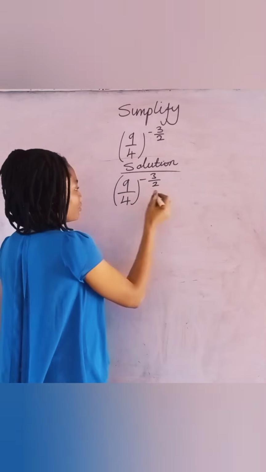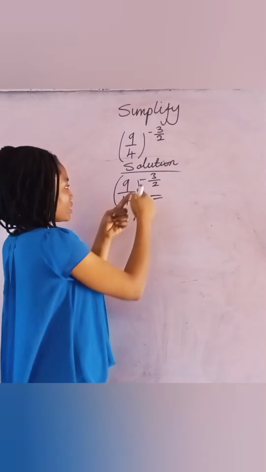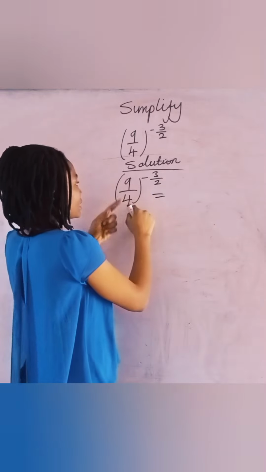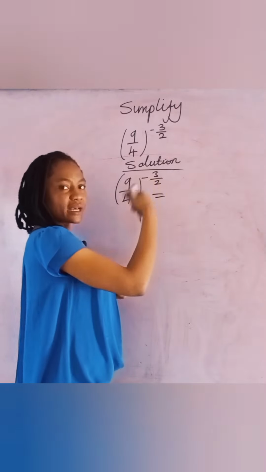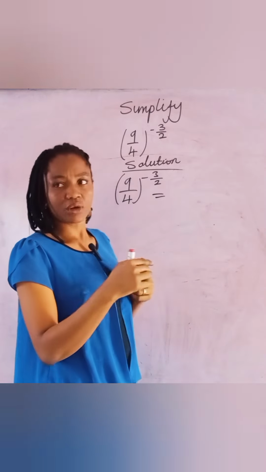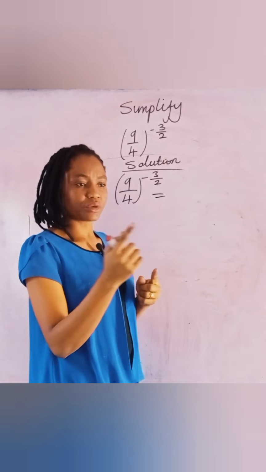First, I want to remove this negative sign. Take the inverse of this number. That means reverse their position. Let the numerator become the denominator and the denominator become the numerator.